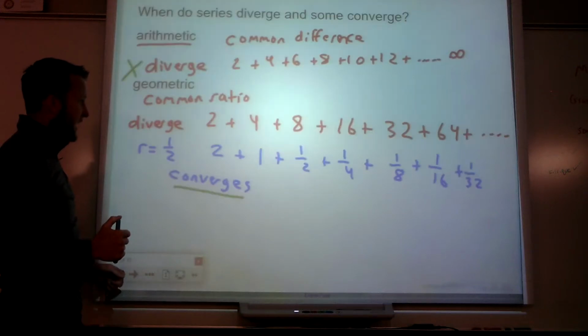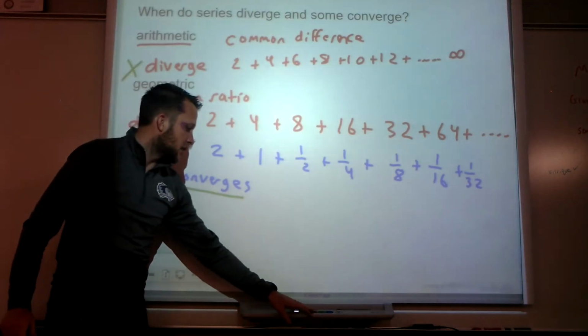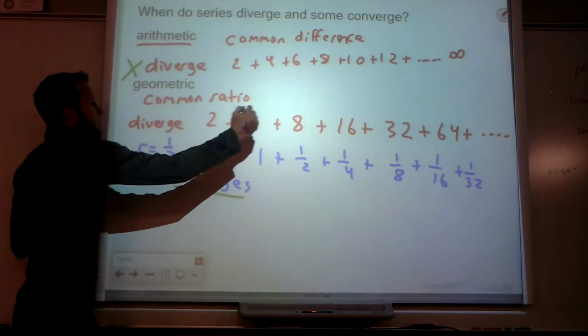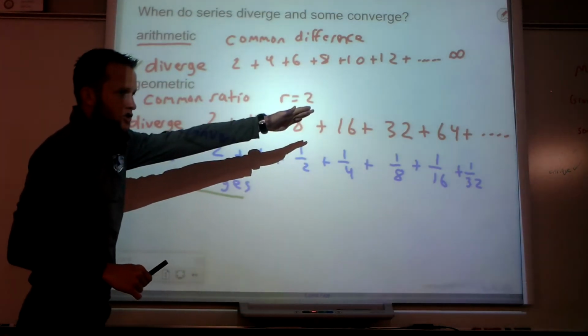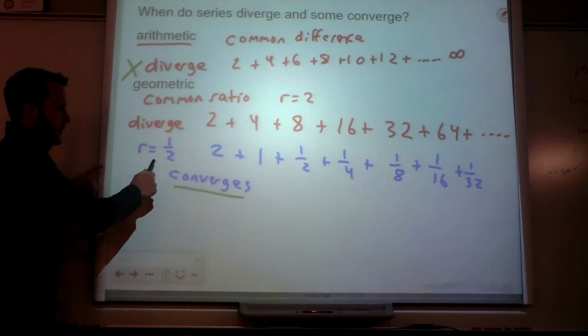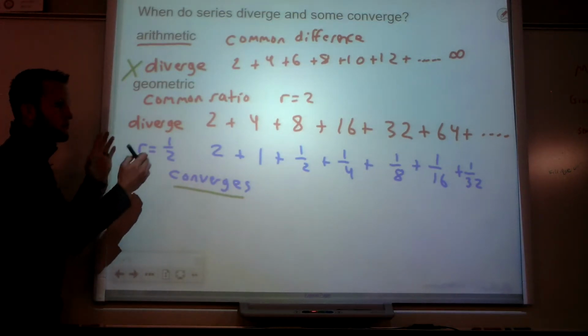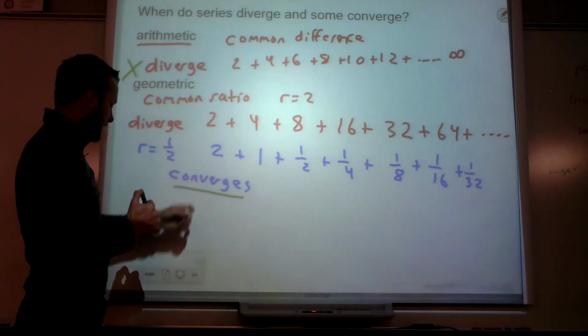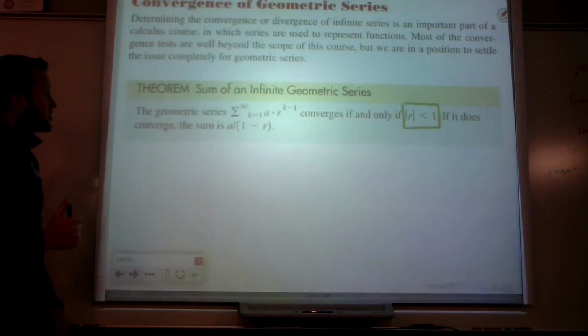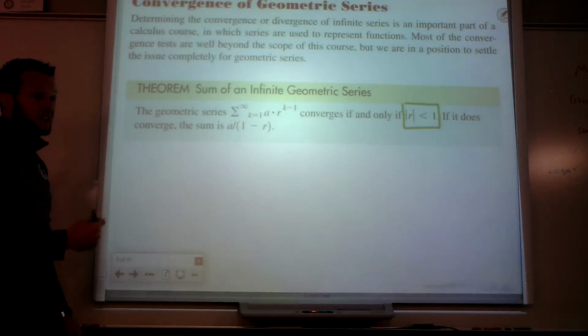So what we saw in this last example was that my ratio for the first one was 2. 2 is bigger than 1, so it diverges. For the second one, the ratio was less than 1. It was 1/2. Since it was less than 1, it converges. And since it converges, it means we can find the sum of the infinite geometric series.